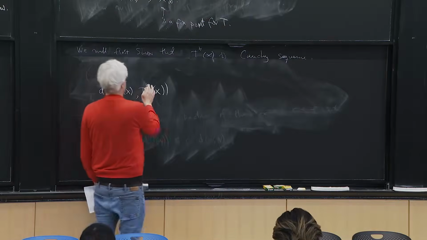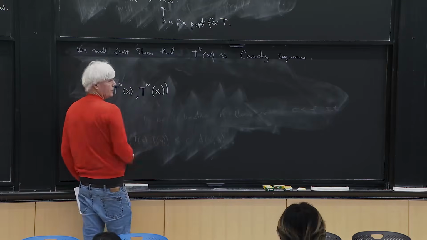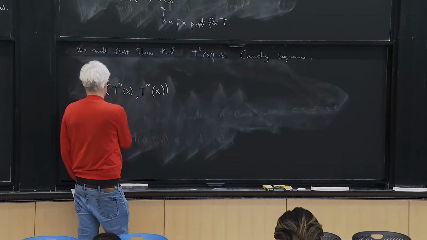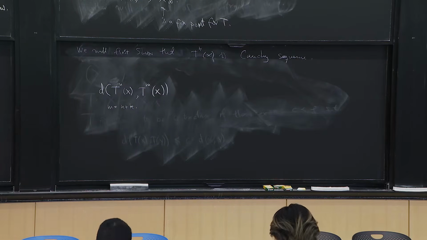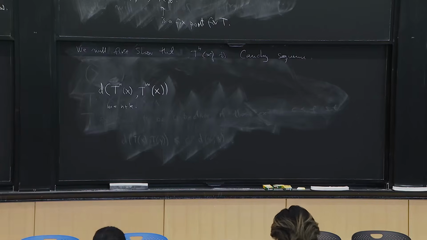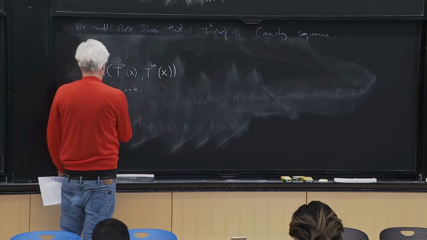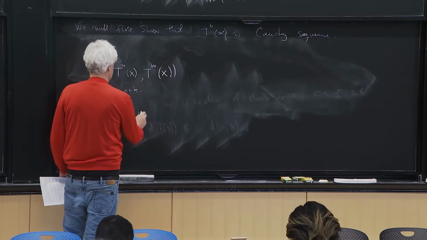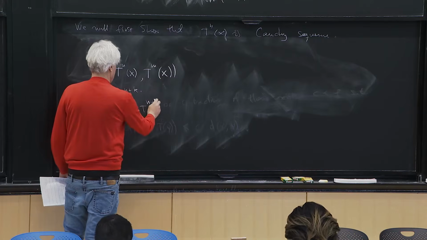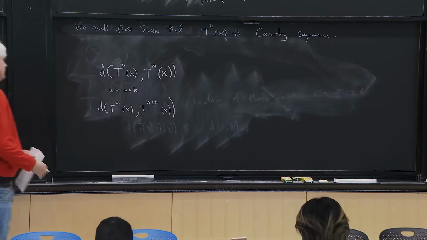And so let me write the M here. So I can think about one of them as being further out than the other one. So I'm going to think about M here as being N plus some integer K, right? And so I'm interested in estimating the distance between T^n of X and T^(n+k) of X.